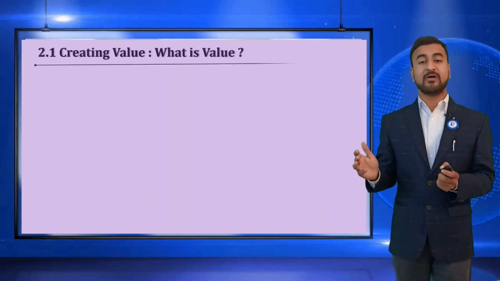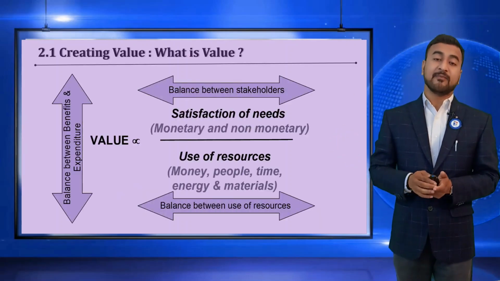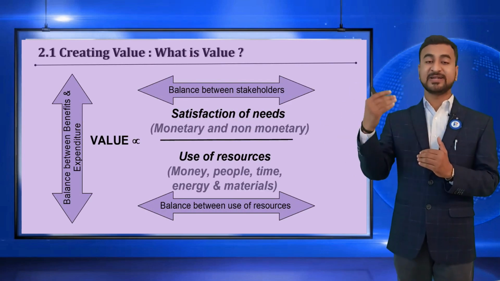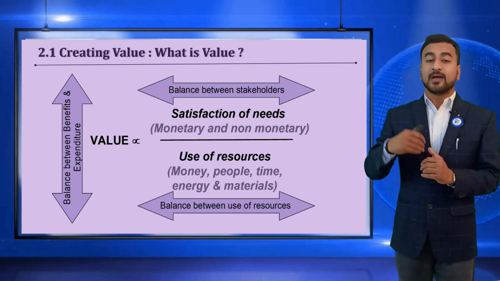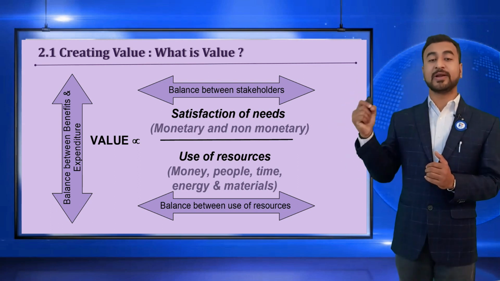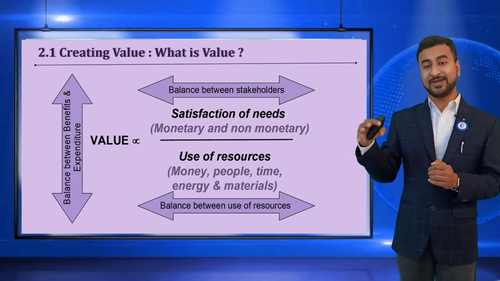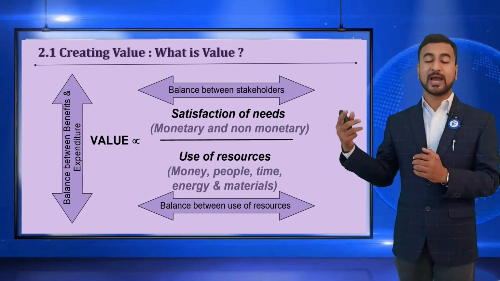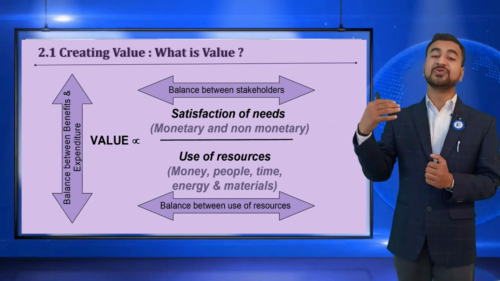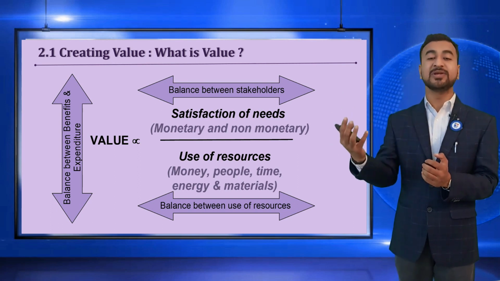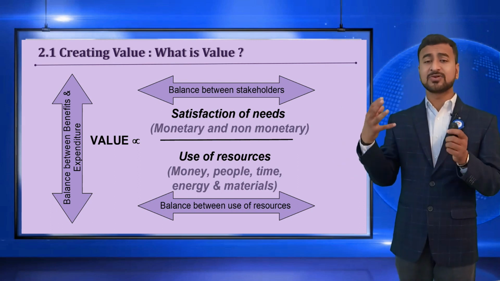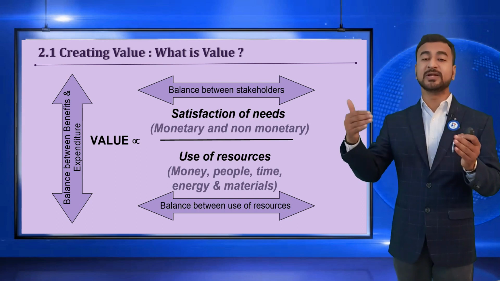The holistic idea of value delivery is mentioned here: value is a balance between the benefit and the expenditure. In this ratio, on the numerator side, the satisfaction of needs, monetary and non-monetary, is balanced between the stakeholders. Different stakeholders require different kinds of needs, so that is how you can satisfy those needs. It is divided by the use of resources, how efficiently and effectively you use the resources in terms of money, people, time, energy. That's the combination where we need a synergy between the different organizations.